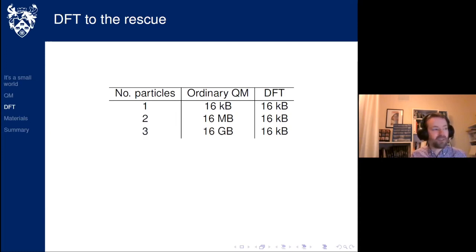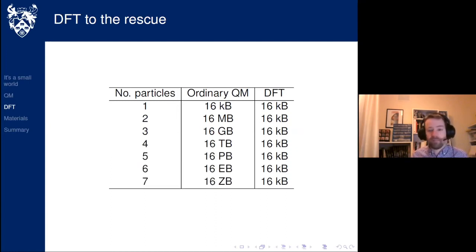I can increase the number of particles. DFT doesn't care. 4 particles, 5 particles, 6 particles, 7 particles, a fifth of the world's data storage. Oh no, says density functional theory, that'll fit on your smartwatch, no problem at all. So this is why it was such a revolution. And this is why people became very interested in practical simulations, getting quantum mechanics that we can really apply to real materials problems.